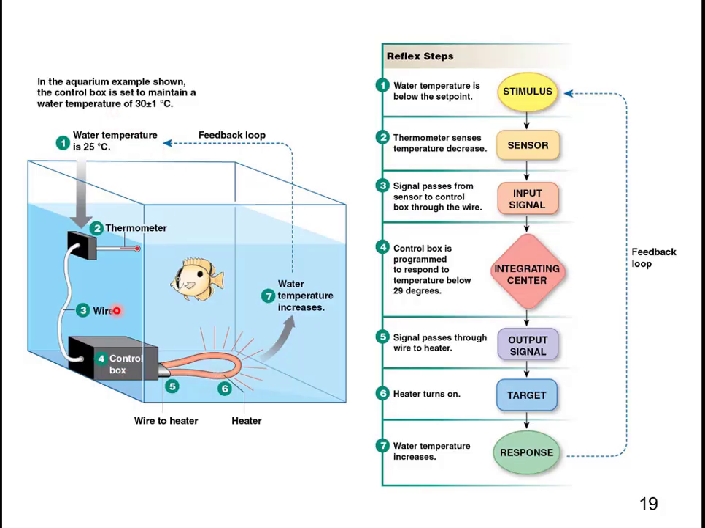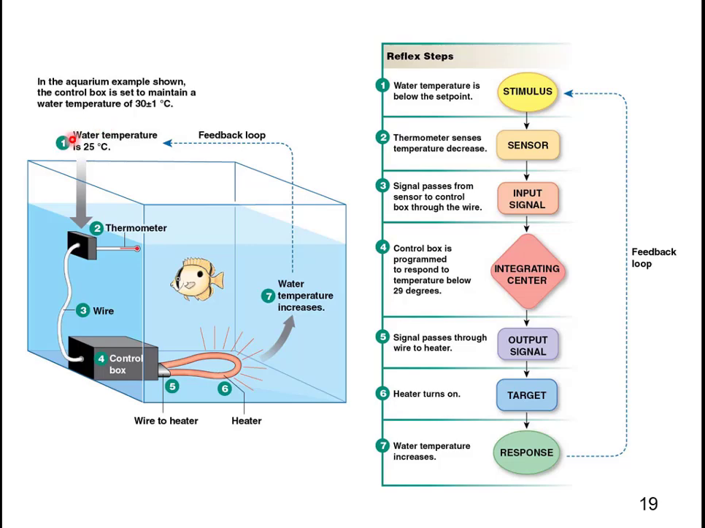In this case, the control box has been set so that it should keep the water temperature at 30 degrees and within plus or minus 1 degree of 30 degrees Celsius. In this case, our water temperature is low. What happens is the thermometer is going to detect this. It'll send the signal to the control box. The control box will make a decision and say, oh, water temperature is below where we want it to be, so we're going to turn on the heater. That will be the response, and this will in turn heat up the water.